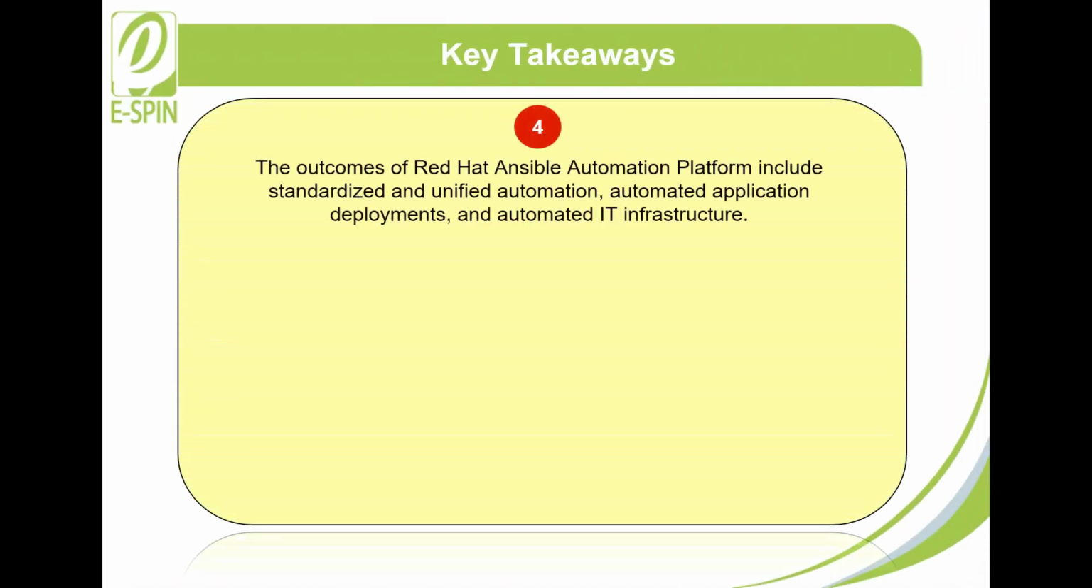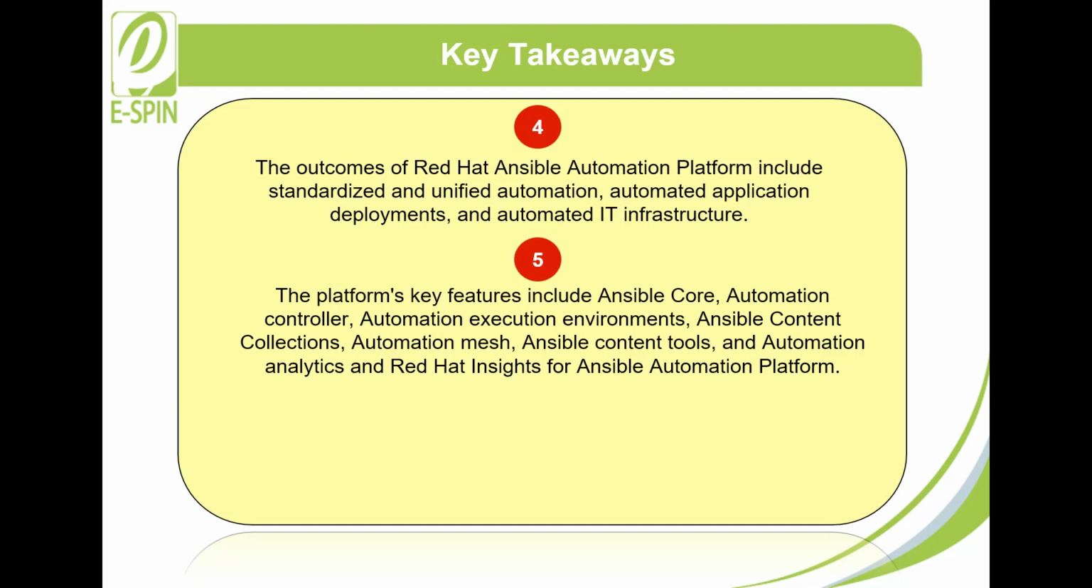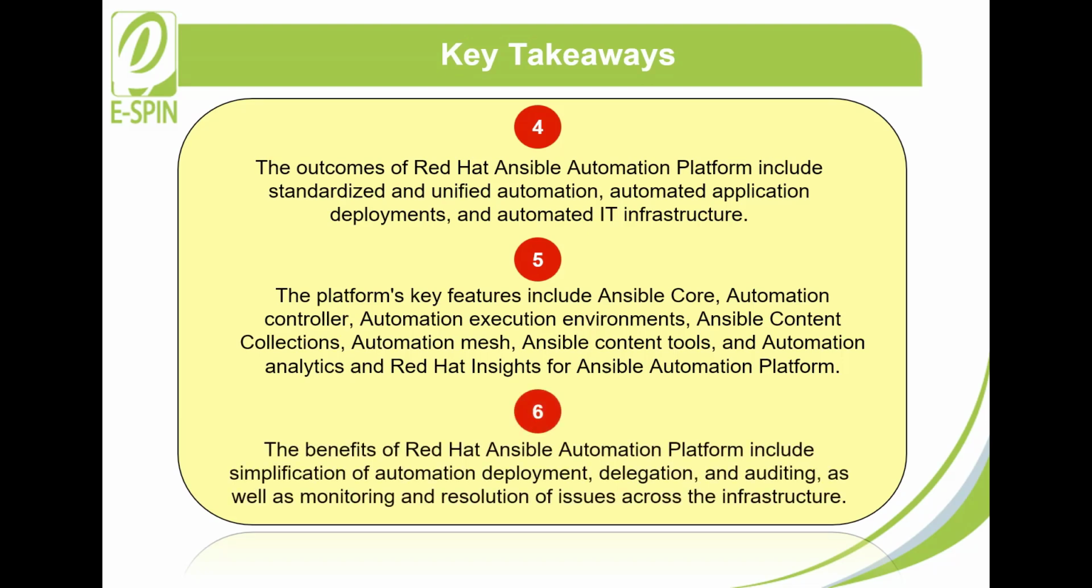4. The outcomes of Red Hat Ansible Automation Platform include standardized and unified automation, automated application deployments, and automated IT infrastructure. 5. The platform's key features include Ansible Core, Automation Controller, Automation Execution Environments, Ansible Content Collections, Automation Mesh, Ansible Content Tools, and Automation Analytics and Red Hat Insights for Ansible Automation Platform. 6. The benefits of Red Hat Ansible Automation Platform include simplification of automation deployment, delegation, and auditing, as well as monitoring and resolution of issues across the infrastructure.